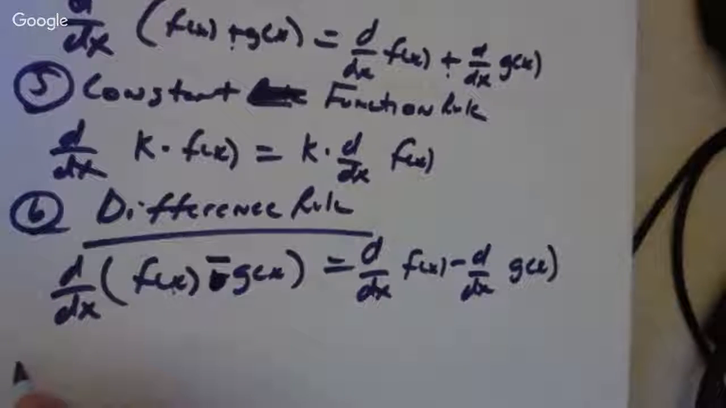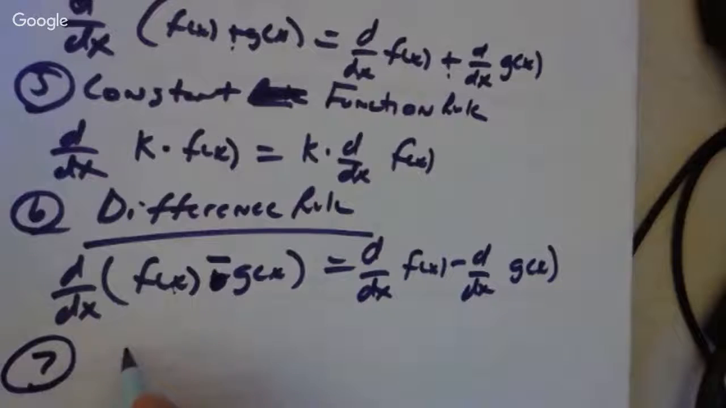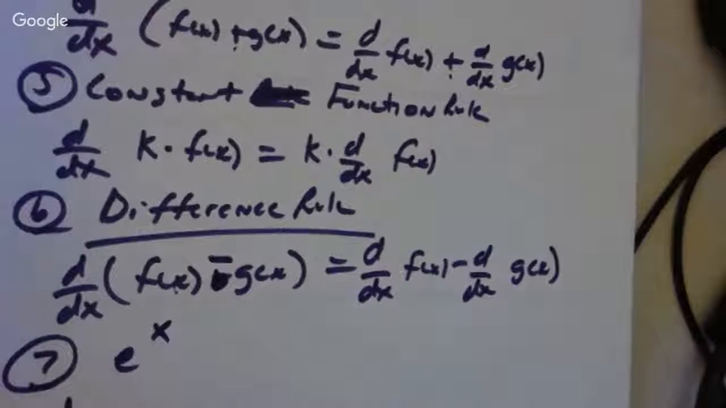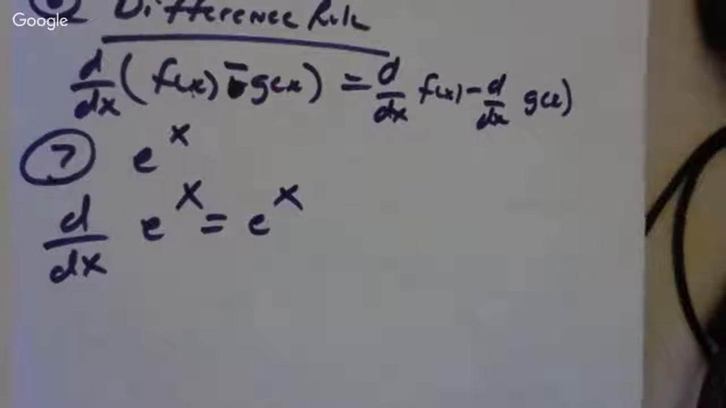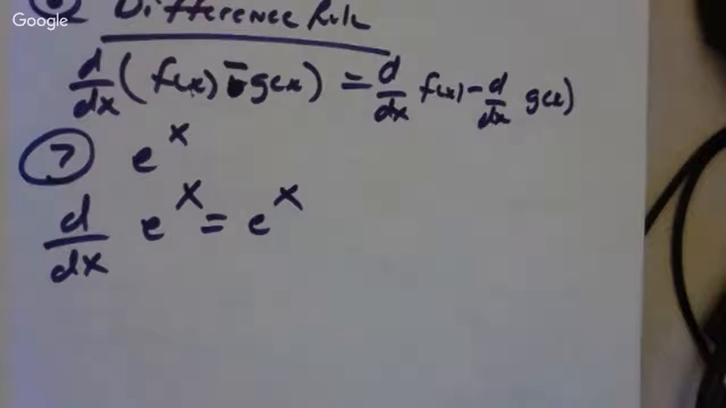Okay, and the last one, I can't get through more than that today. E to the x. Not talking about composites yet. We'll get there. The derivative of e to the x is e to the x. Why? We prove it next semester. It's a series. E to the x is a series.